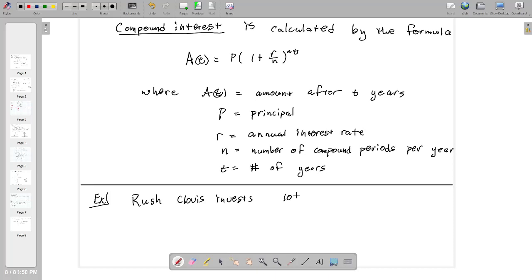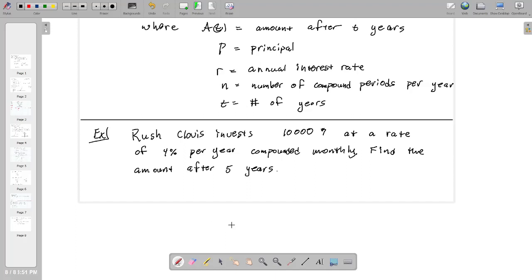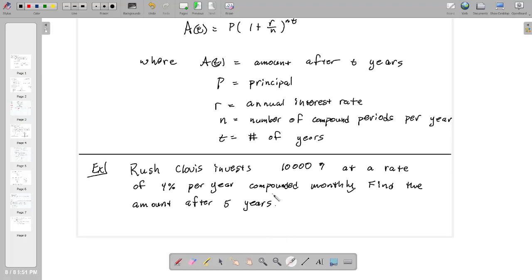Fresh Clovis invests 10,000 credits at a rate of 4% per year compounded monthly. Find the amount after 5 years. All right, so we're looking for the amount after 5 years. Note that we're looking for A of t, where t is equal to 5, because t is the number of years. So here we can say t is equal to 5.